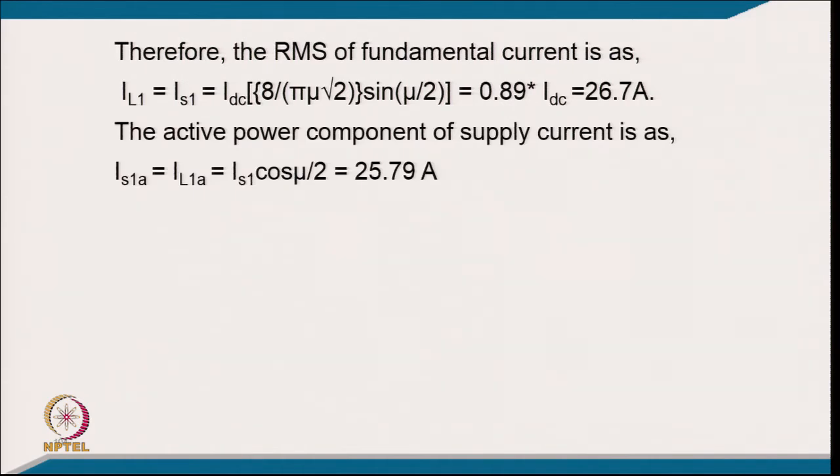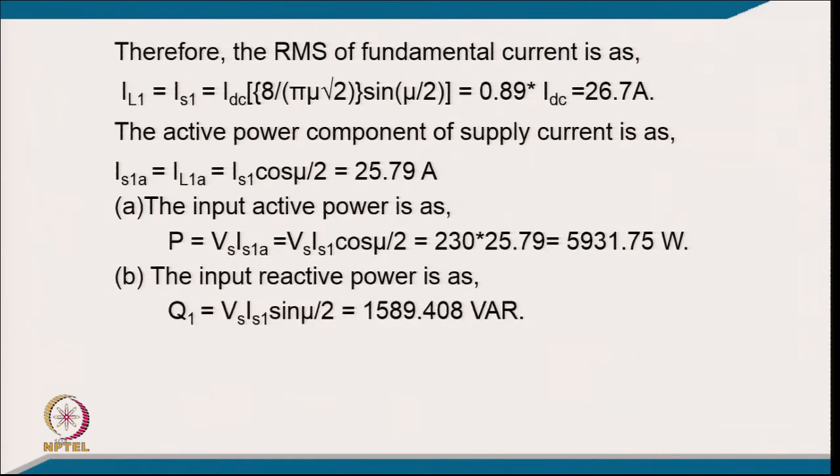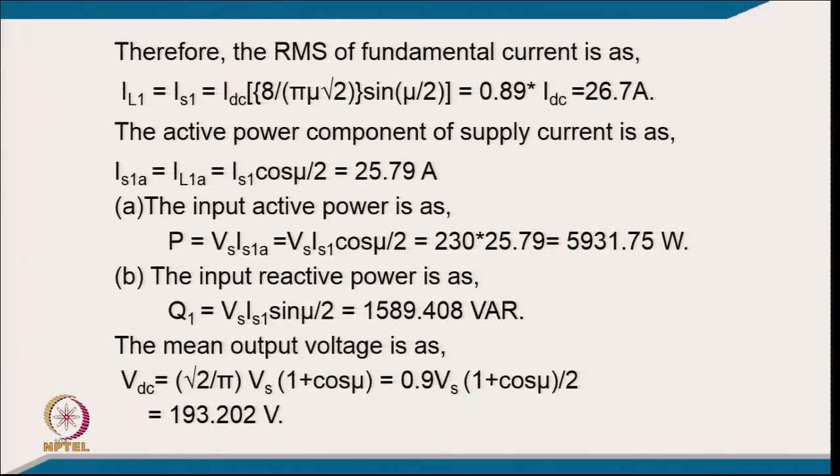The active power component of the supply current will be IS1A equal to IL1A, that is IS1 cos mu by 2, that comes 25.79, and the input active power from the relation will be Vs into IS1A, that is Vs IS1 cos mu by 2. So, keeping the value of both terms, the active power comes 5931.75 watt, and the input reactive power comes Vs IS1 sin mu by 2. So, that comes, keeping the value, 1589.408 VAR.